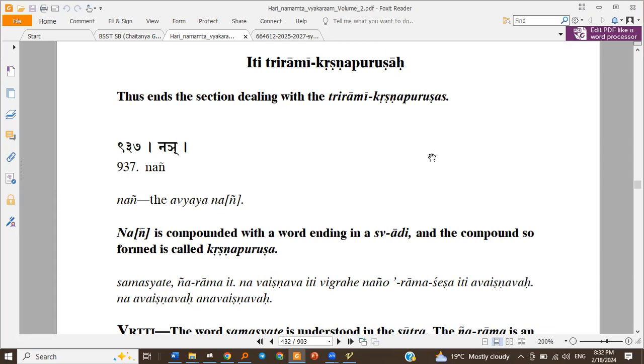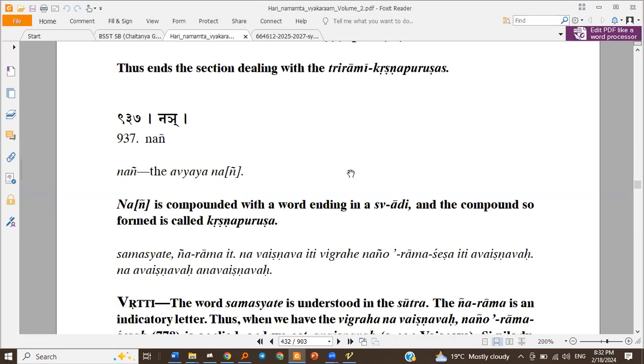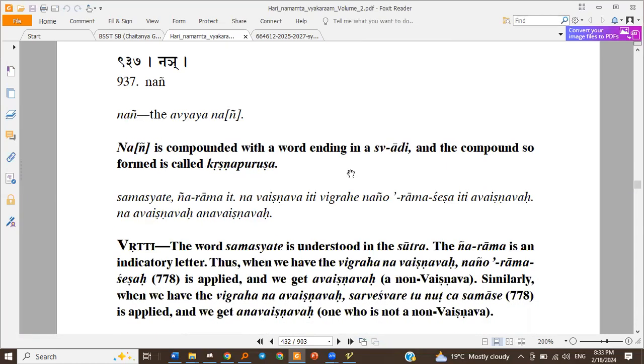Samas prakaranam. So we completed Shamram Samas, Trirami Samas. Now moving on, Sutra 937: Nay is compounded with a word ending in a swadi, and the compound so formed is called Krishna Purush Samas.